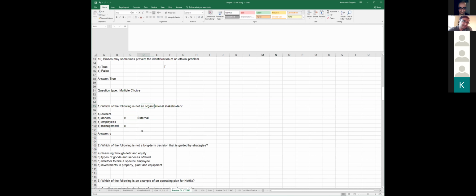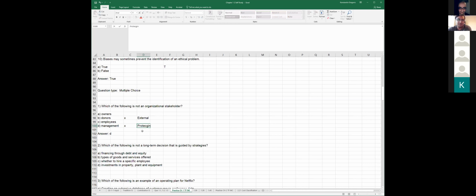An organizational stakeholder. So stakeholder is definitely an owner. I don't know if I agree with this one, because the function of the management is to protect the interests of all the stakeholders. Right. No, but they are part of the organization. They are a stakeholder as well. No. The management is not a stakeholder. They are protecting the stakeholders. Yeah, they protect the employee.